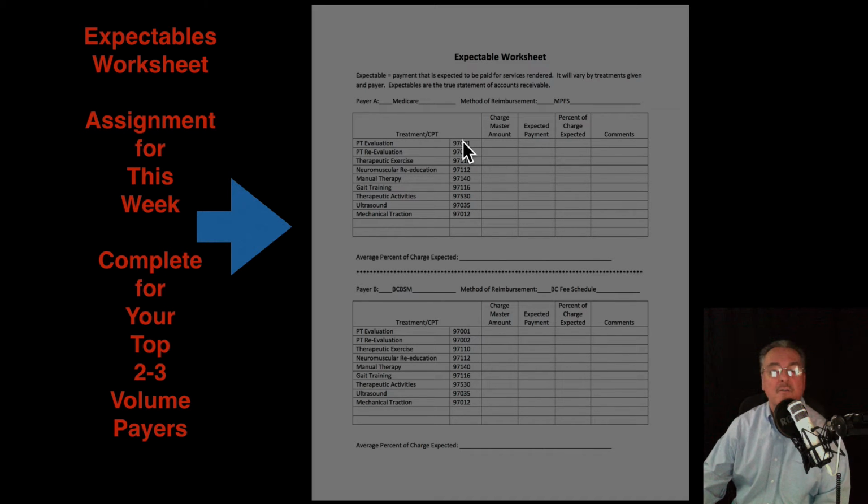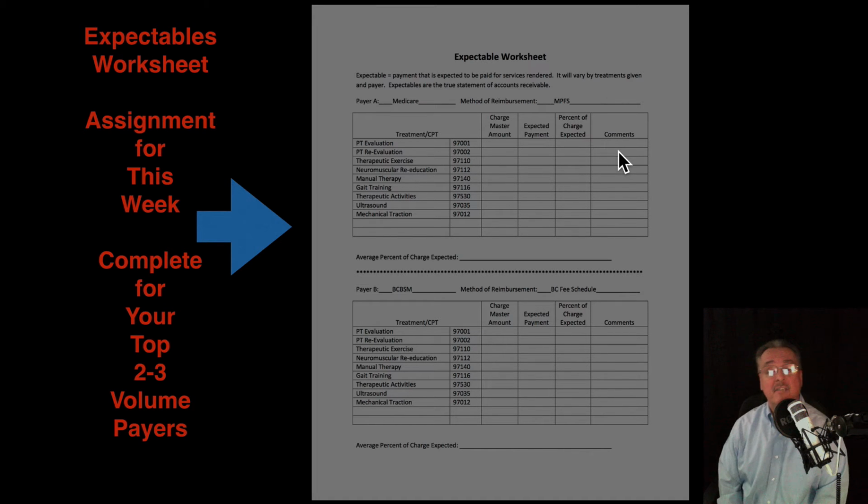And then identify, when you do a physical therapy evaluation or reevaluation in each one of these, first of all, what's the amount that gets charged out? What's the expected payment? And then I want you to do a little bit of math. What percentage of the charge is expected? So if, let's say you bill $100 for an evaluation, and the expected amount is 75, the percent of charge expected is 75%. And then here's a place for any comments. This is a helpful thing for you to know. This is hopefully not going to be seen as busy work, but I think you might find it very interesting.